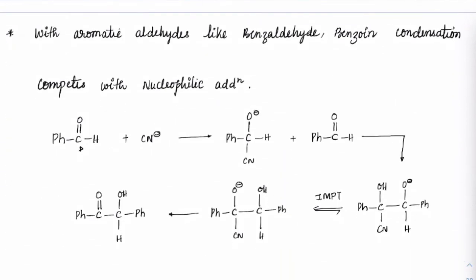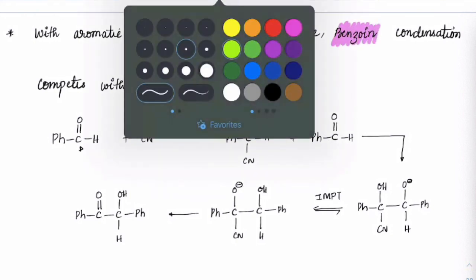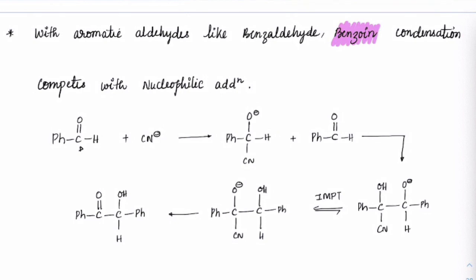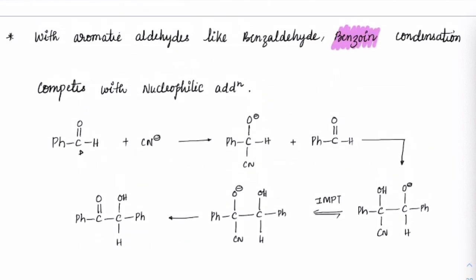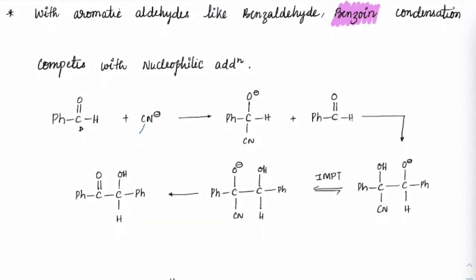Next, if you have aromatic aldehydes like benzaldehyde, then condensation will also compete with the nucleophilic addition. This condensation is called benzoin condensation. Now what is that benzoin? How exactly is it formed? Let us see that. We already know how the nucleophilic addition works. Now we are just checking how the benzoin condensation works. See, cyanide, if at all it attacks like a nucleophile, first there would be an addition here.